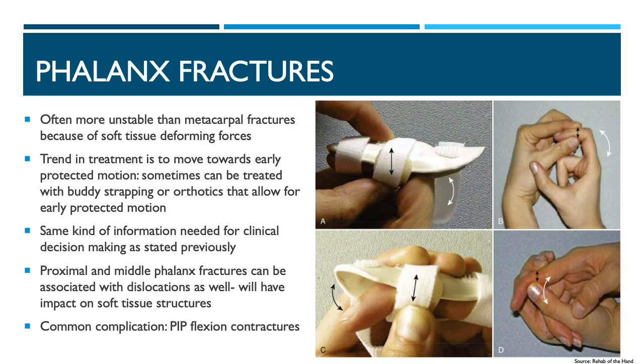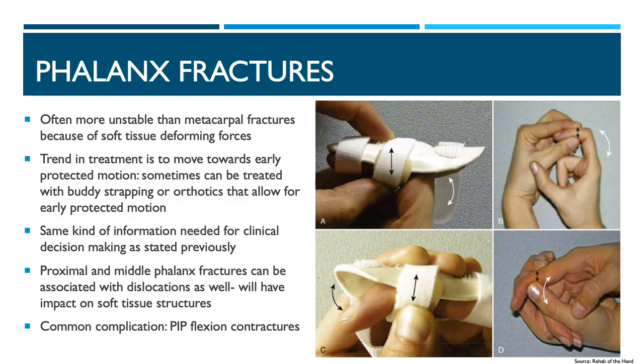So phalanx fractures are a little bit more complicated. They're pretty unstable because of that first chart. I think it's slide 71 that goes over all the different deforming forces. But again, sorry to sound like a broken record, the trend is to go towards early motion. So this is a chart. I just wanted to, in this picture, demonstrate what kind of options are out there.